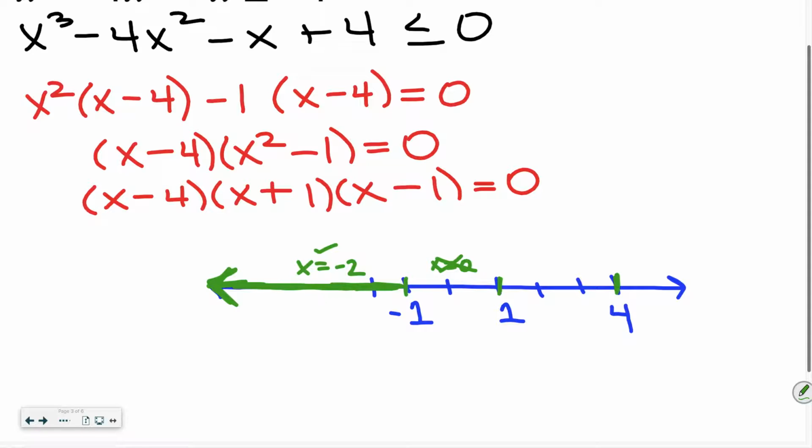Okay? Between 1 and 4, what do you want to pick? 2. The smaller the number, the better, right? And on the positive side of things. So let's just think about, is this number going to be positive or is it going to be negative? We would have 8 minus 16 minus 2 plus 4. That's going to be negative, which means it works. So anything between 1 and 4 will also be negative.